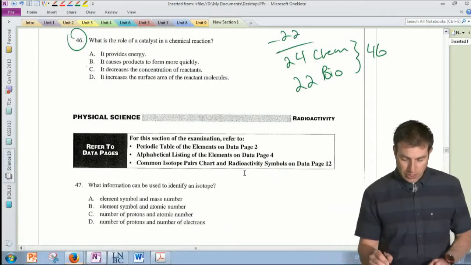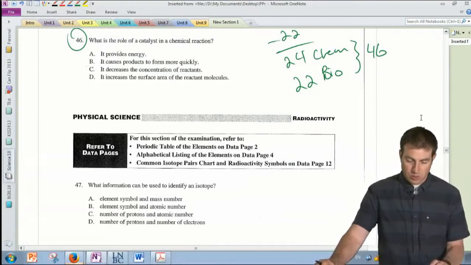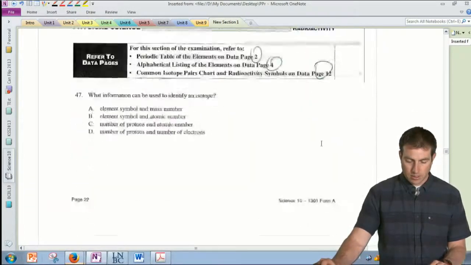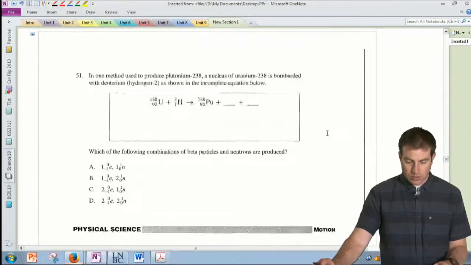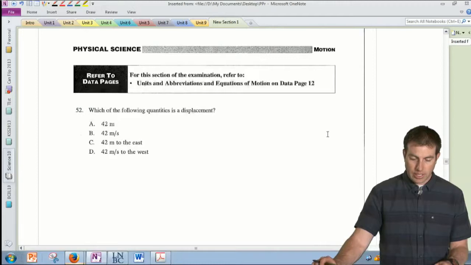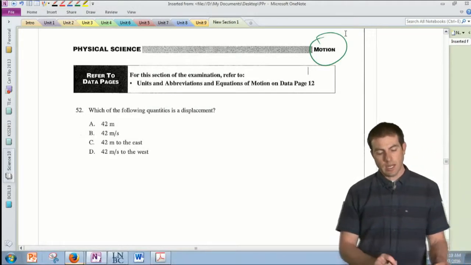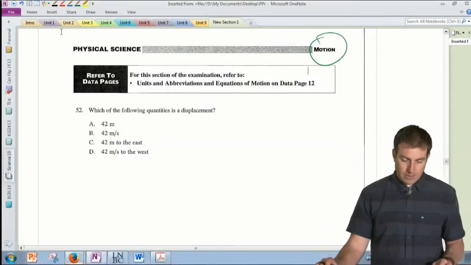Physical science is radioactivity. Technically physics, but it kind of looked like chemistry. This is a really small section. It tells you what page of your data book to look at. Alpha, beta, gamma. Half-life questions. There you go. Really short section. Then the next one is motion. So this is physics. I'm not going to give you guys a specific physics review. I mean, we've just covered it.